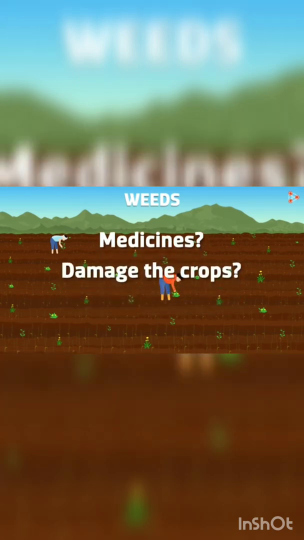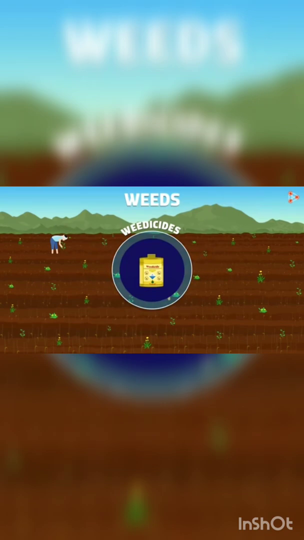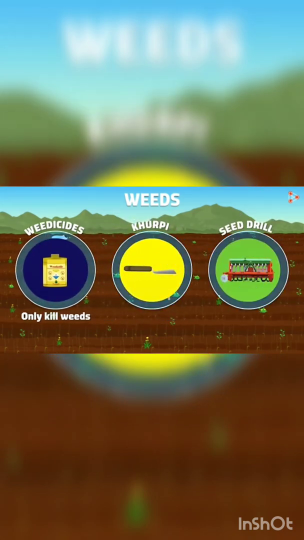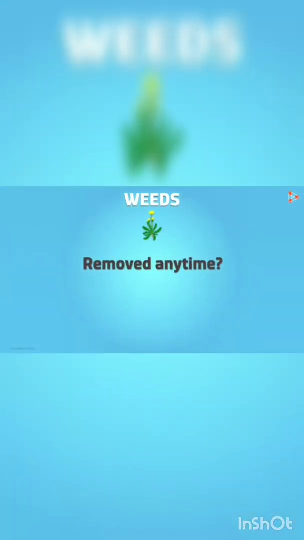Wait, what do you mean by medicines? Won't these medicines damage the crop? Well, these are known as weedicides and are designed to only kill weeds. These chemicals are diluted using water and then spread over the farms. Farmers also use implements like a khurpi or a seed drill to uproot weeds.